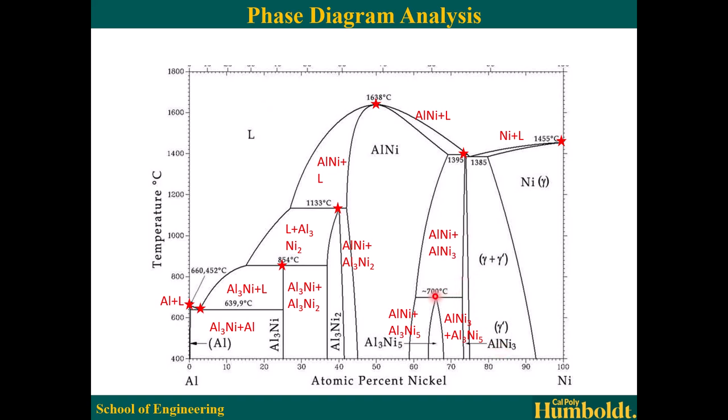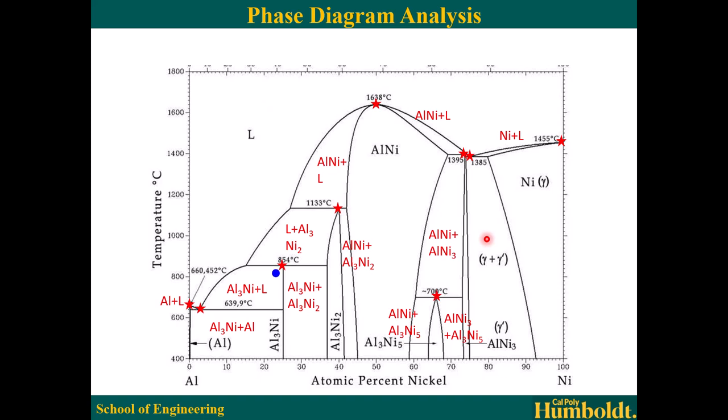Good. What about right here? Solid phase plus solid phase to a brand new solid phase, that's a peritectoid. And I'm going to go back here, liquid to gamma plus gamma prime, which is two solid phase regions. That's going to be eutectic, peritectoid, and that's it.